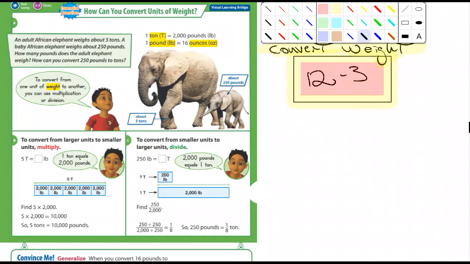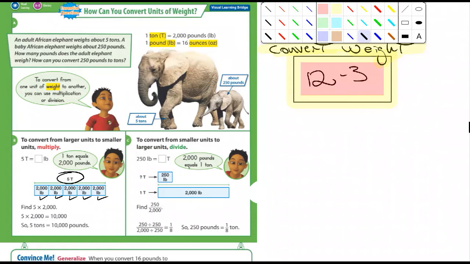Well, let's see how many pounds it weighs first. So it tells us right here, it says 1 ton equals 2,000 pounds. So 2 tons would be 4,000 pounds. 5 tons would be what? 5,000 pounds? 10,000. Okay. It's 5 tons. That's going to be 2,000 plus 2,000 plus 2,000 plus 2,000 plus 2,000. That's going to be 10,000. Okay?